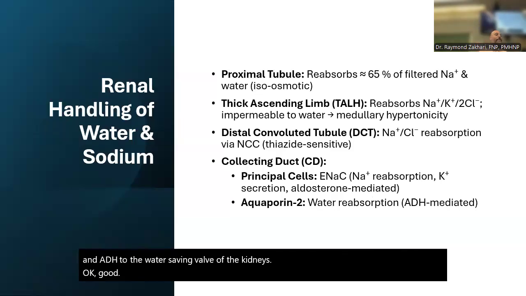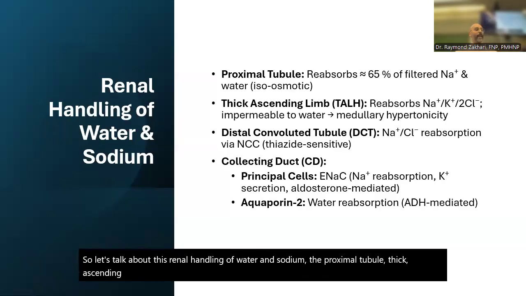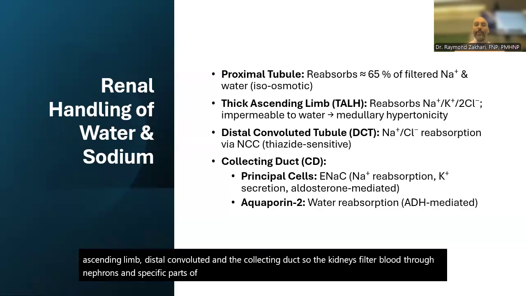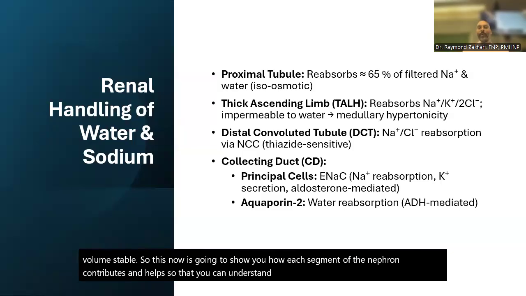So let's talk about the renal handling of water and sodium: the proximal tubule, thick ascending limb, distal convoluted tubule, and the collecting duct. The kidneys filter blood through nephrons, and specific parts of the nephron resorb sodium and water to keep osmolality and volume stable. This will show you how each segment of the nephron contributes, so that you can understand why urine output or sodium levels change in different disease states.